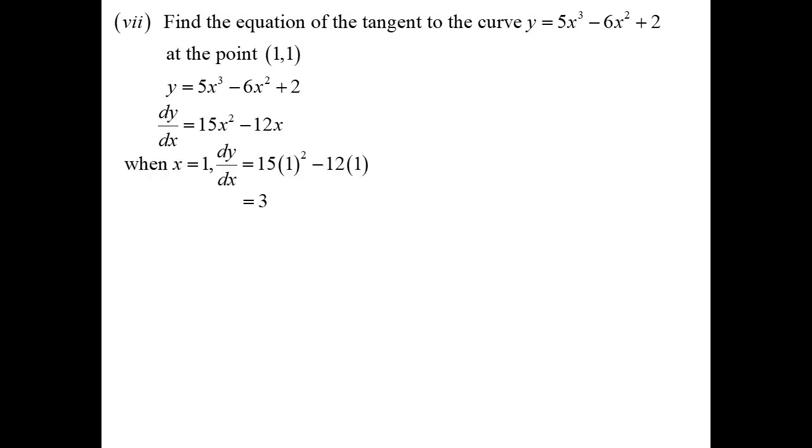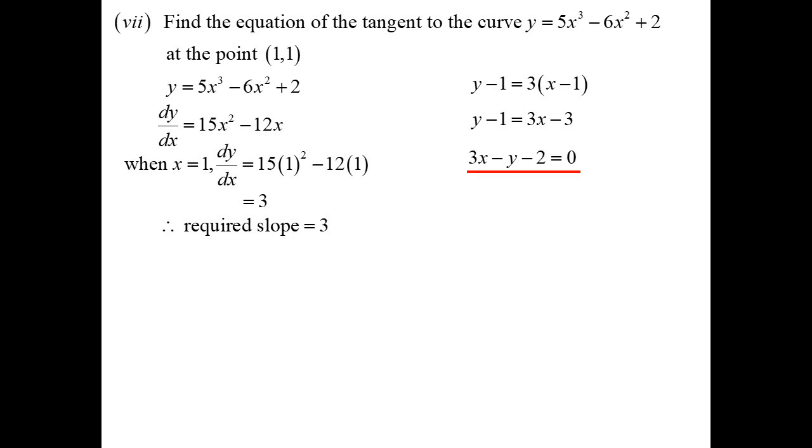Again, explain what you're doing. I've got my function, this is my gradient function. Now, I want to know when x equals 1, what is this gradient function? Substitute in and we get 3. So I know the slope I want for this question is 3. I've got a point, I've got a slope, point slope formula. So we sub it in, play around with it, and there it is in general form: 3x minus y minus 2 equals 0.